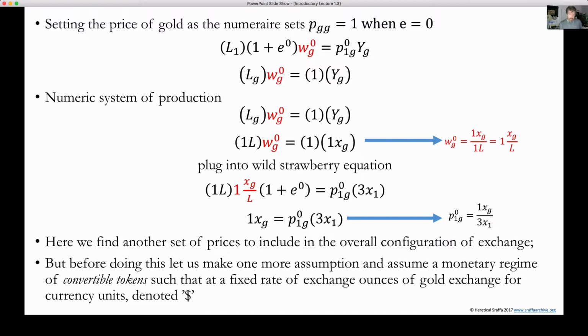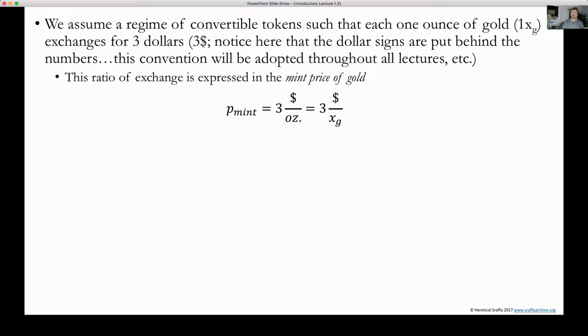Okay, this is going to be another set of prices that we can add to the configuration of exchange in the real sector. But before doing so, we had one more step, and that's going to be the idea that we have a fixed exchange rate between gold and currency units, which we denote by the dollar sign. Those are going to be convertible tokens. And so we find that the fixed exchange rate of ounces is going to exchange for a certain quantity of dollars. We assume a regime of convertible tokens such that each ounce of gold exchanges for $3.